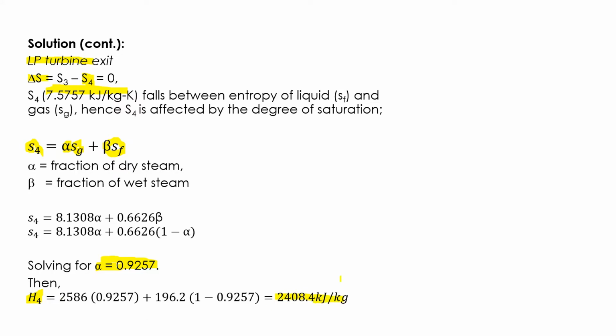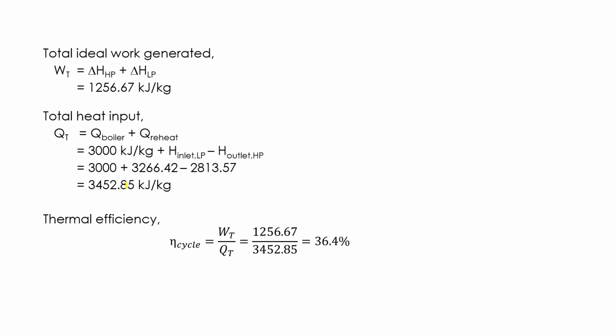The next step is exactly the same as the one before. So the total work is basically the total work of both turbines here, and the total heat input is the heat input of the boiler and heat input of the heater, corresponding to this value, and then in the end we will be able to calculate the thermal efficiency which is equal to 36.4%.